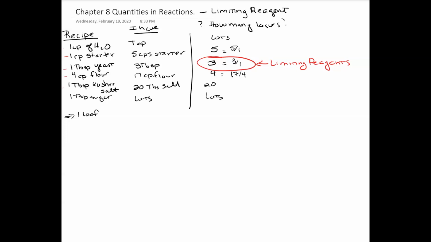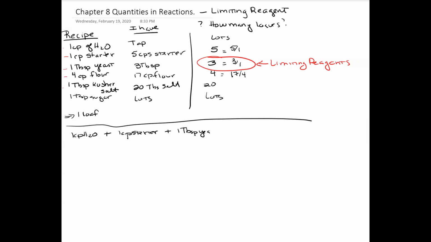To carry this example a little bit further, we could rewrite this sort of in the format similar to a chemical reaction. I would write 1 cup of water plus 1 cup of starter plus 1 tablespoon of yeast plus 4 cups of flour plus 1 tablespoon salt plus 1 teaspoon of sugar. Those are all my reactants, and they all yield 1 loaf of bread.